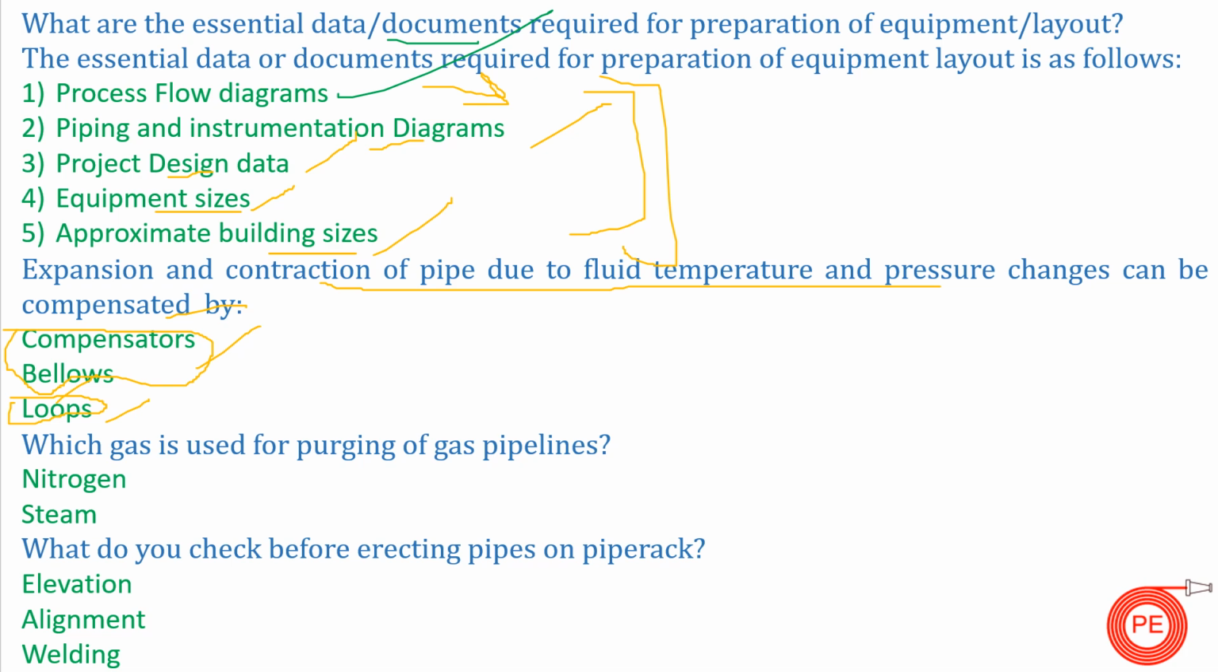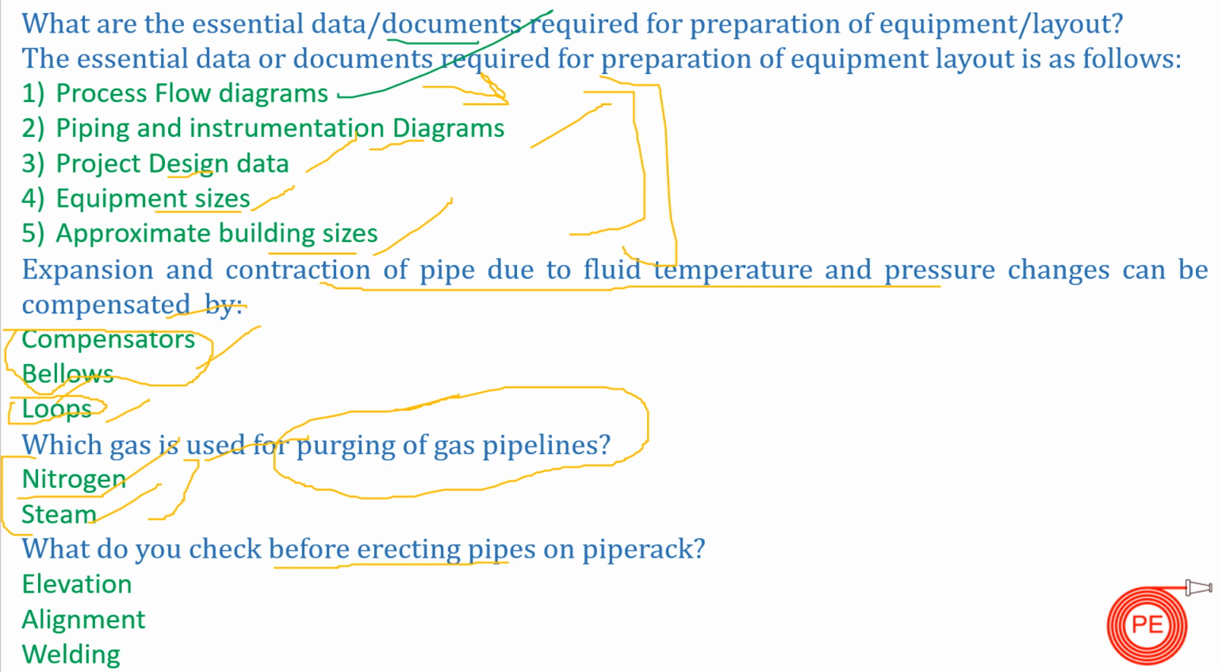Next question is, guys, which gas is used for purging of gas pipelines? So why do we do purging in the pipelines? Purging is done to remove any foreign particle or any foreign gas entrapment inside the pipe and to make it clean. So basically we do purging by inert gases. First of all we can use nitrogen, and after that we can use steam. So primarily these two things, I would say, are easily available and cheap, so we do purging with the help of nitrogen or steam.